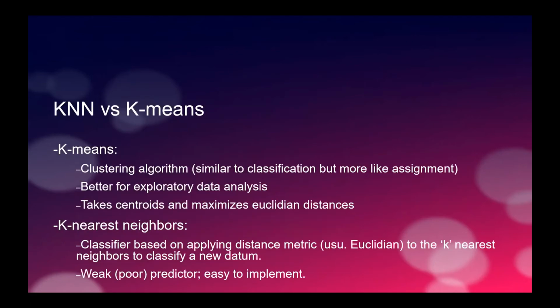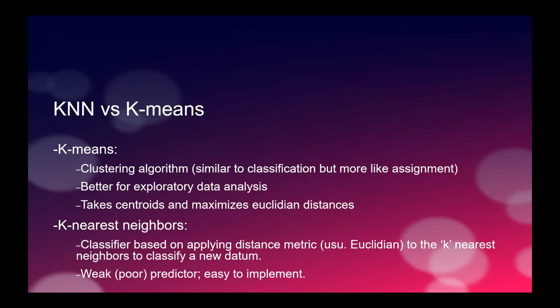One thing that I would like to address before we start, because I think it's a potential point of confusion, depending upon where you are in the learning spectrum: K-nearest neighbors versus K-means. We're going to be discussing K-means tonight. K-means is a clustering algorithm, which is similar to classification, but it's more like an assignment. It's better for exploratory data analysis, in my opinion. And basically what you do is you take centroids and you maximize Euclidean distance. We'll read about that, and then we will go into that in more detail.